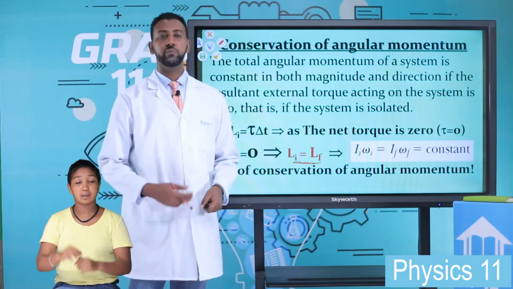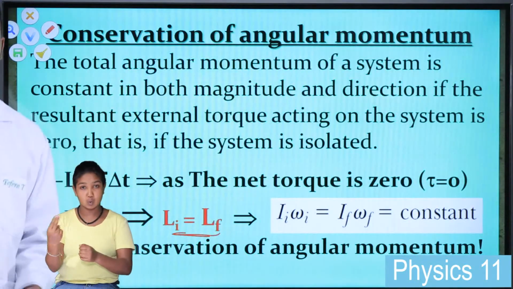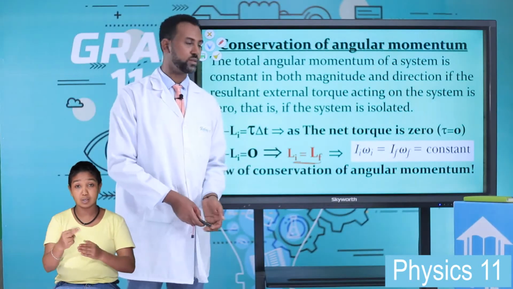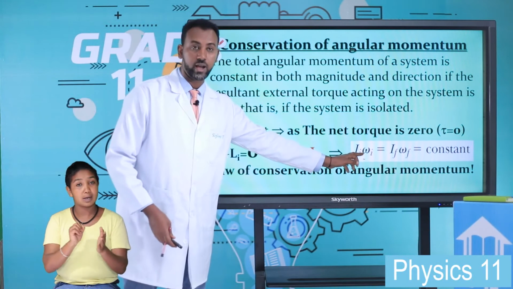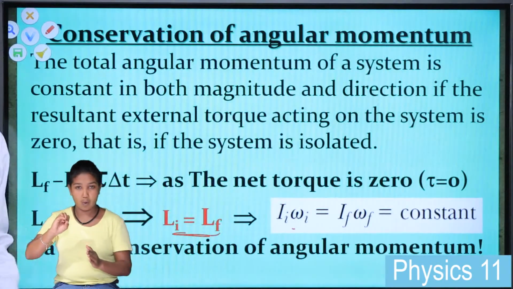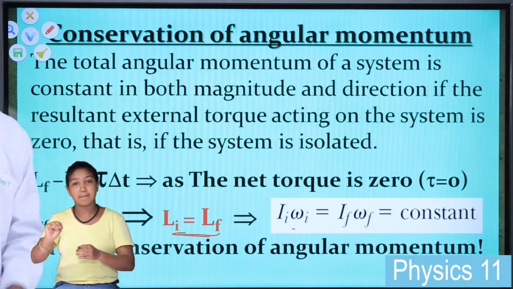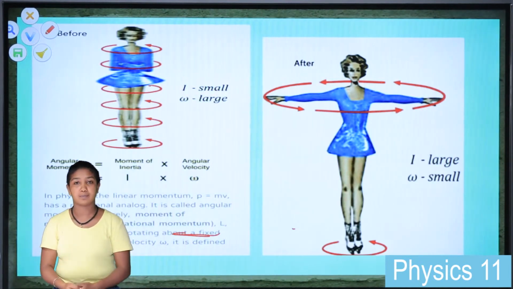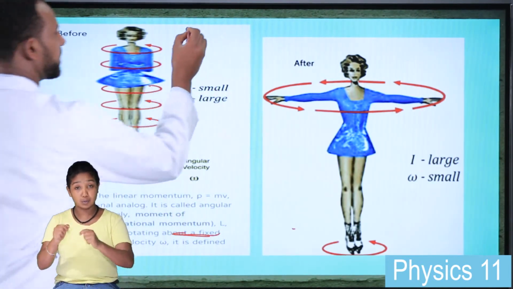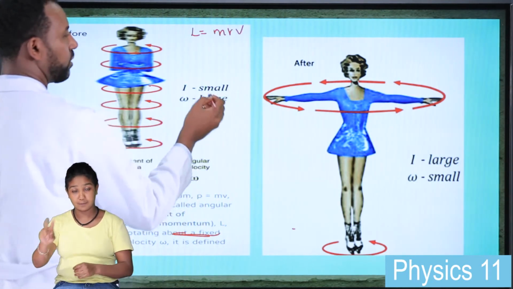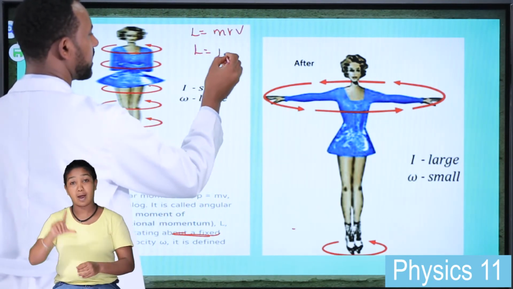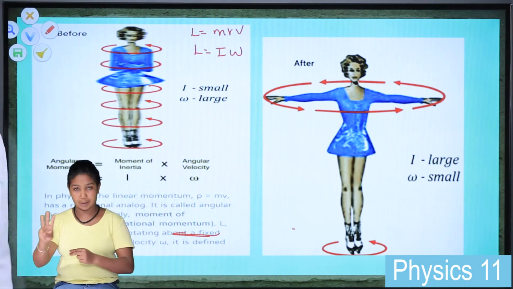And angular momentum can be expressed using linear quantities and using angular quantities. It's possible to express it using angular quantities like I and omega. It's also possible to express it using mrv. So it's possible to express angular momentum as mrv or as I times omega.